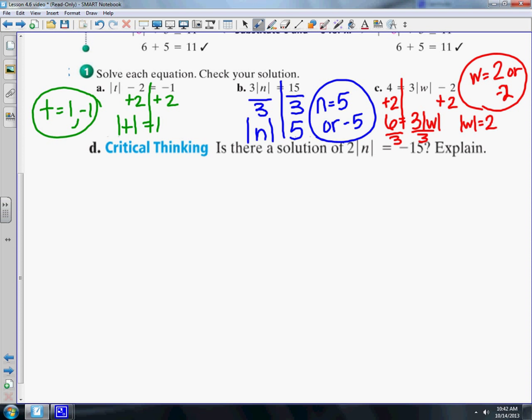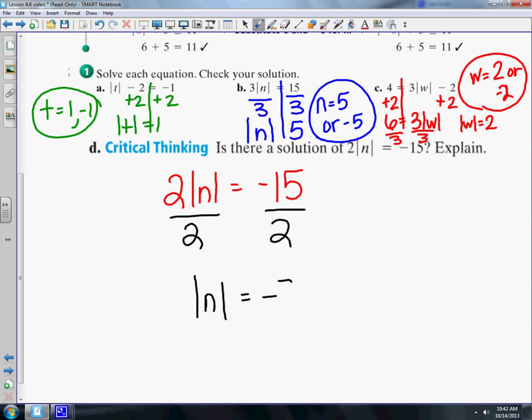So is there a solution to 2 absolute value of n equals negative 15? So look at this. Now, if I divide both sides by 2, I get the absolute value of n equals negative 7.5. Is that possible? No, it is not possible, because you cannot have a negative inside here. Yeah, I could put a negative on the outside, but this does not have that. It asks what is on the inside. So that would be no solution for n.